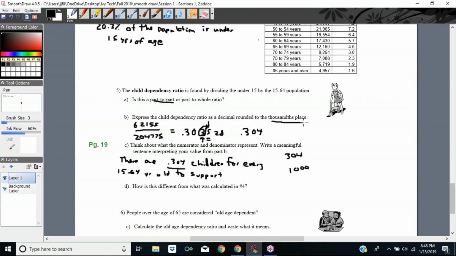All right, so there are 3 to 4 children for every 1,000 workers to support besides themselves, or there are 3 for every 10, or 30 for every 100, or 0.304 for every 1.